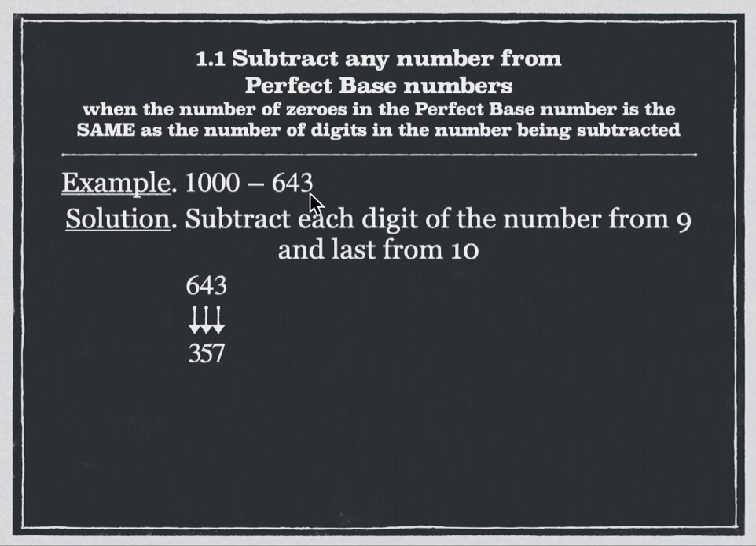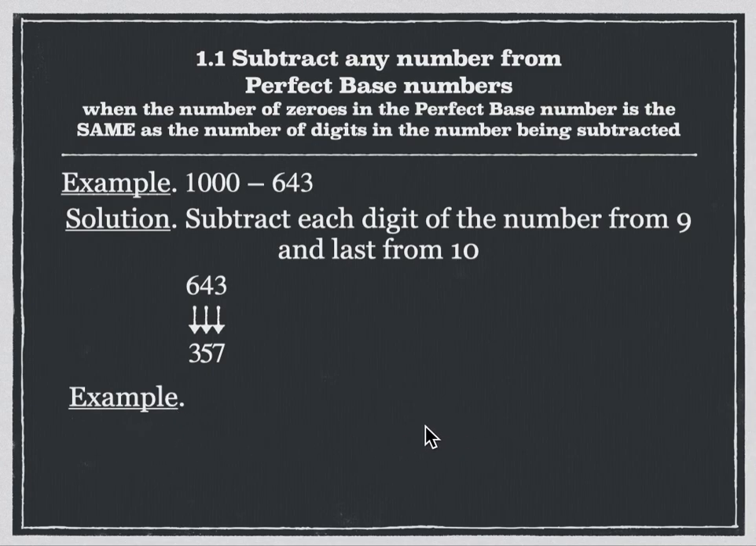So 1,000 minus 643 is simply subtracting all the numbers before the last from 9 and subtracting the last from 10. So all from 9 and the last from 10. Just by looking at it, we can see 3, 5, 7 without even doing the subtraction proper. That's that easy. So the answer is 357.